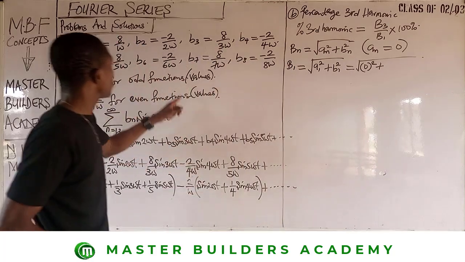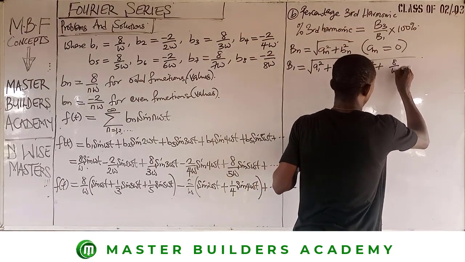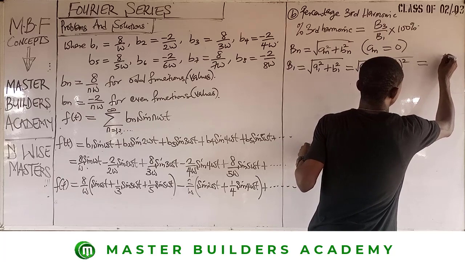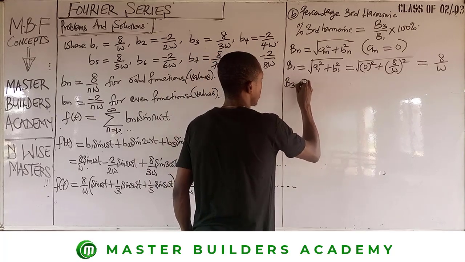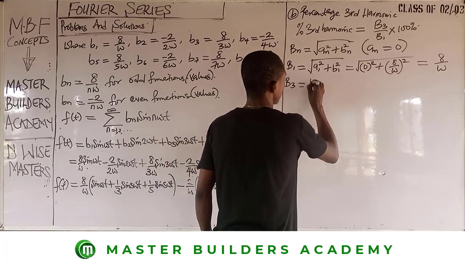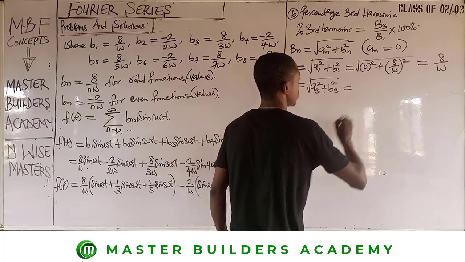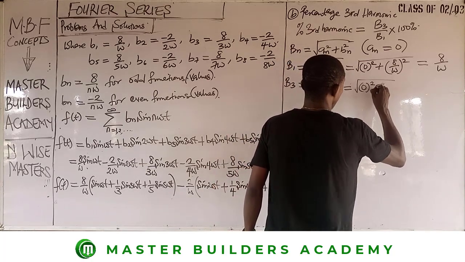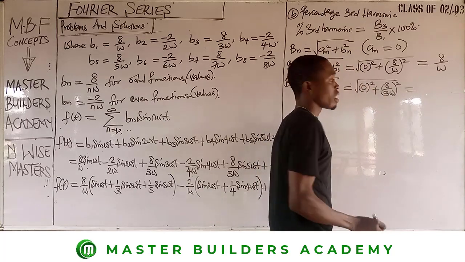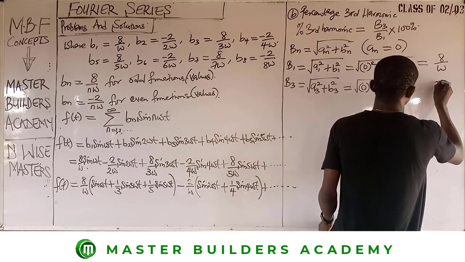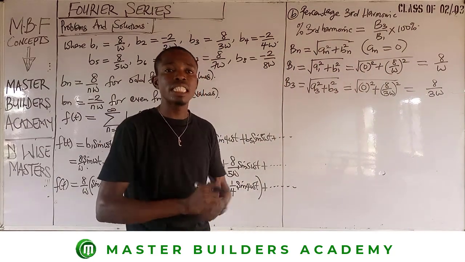Then B1 is what we have here as 8 over W. So 8 over W all squared, and our answer will still give us 8 over W. Then B3 will give us A3 squared plus B3 squared, and this would have given us 0 squared plus 8 over 3W all squared, and this would have given us 8 all over 3W.